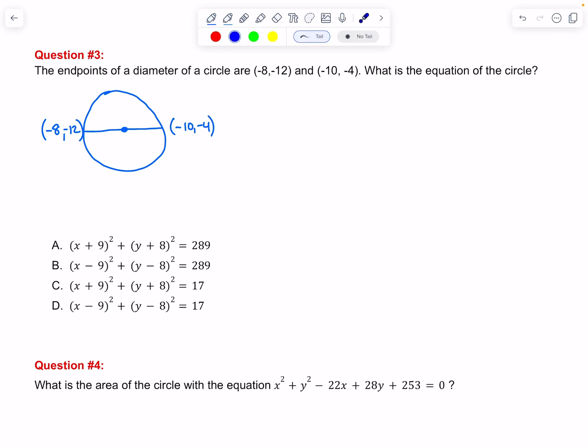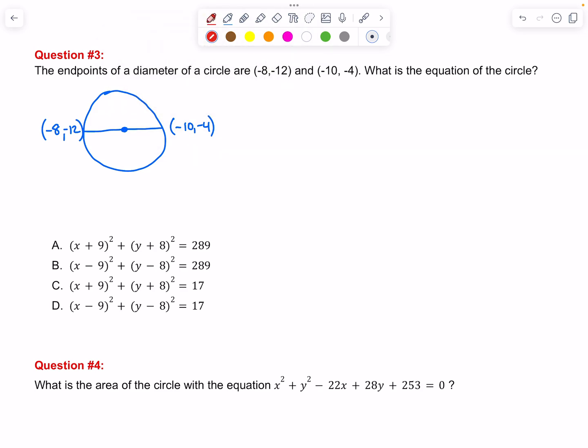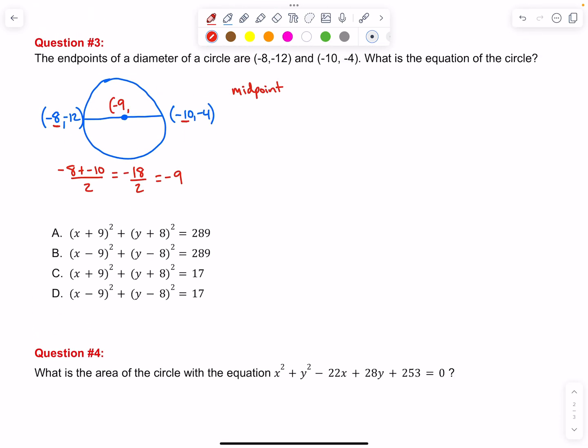But what I need to do is figure out the center of these 2 points. So to get to the center, you want the midpoint of those 2 points. And the midpoint is to take the average of your 2 points. I'm going to take -8 plus -10, which are my x values, divided by 2. So that's -18 divided by 2, which gives me -9. That's the average of my 2 points for the x, so that's the x of my center, or the h we call it.